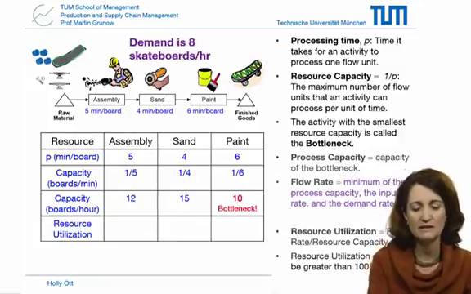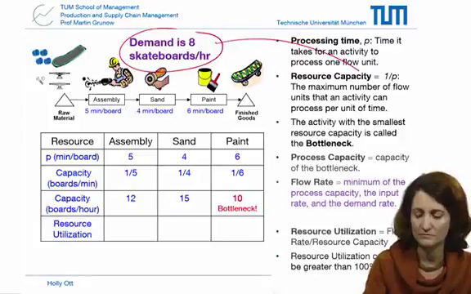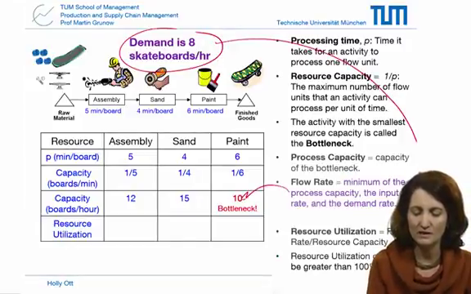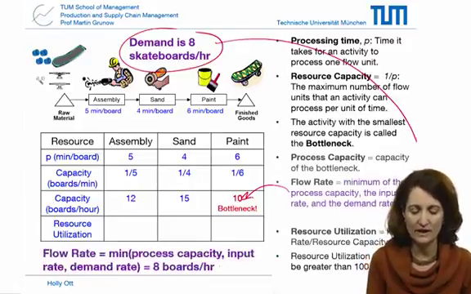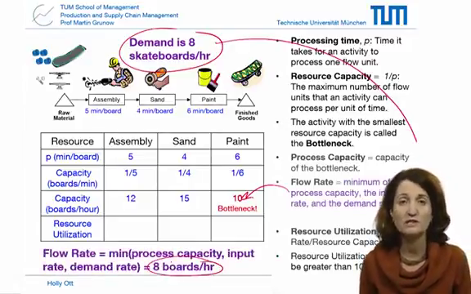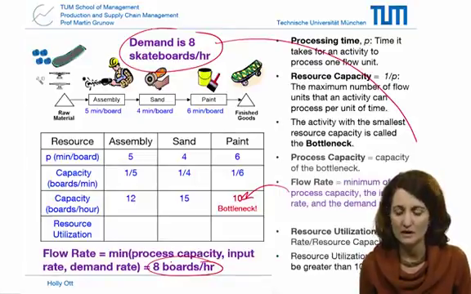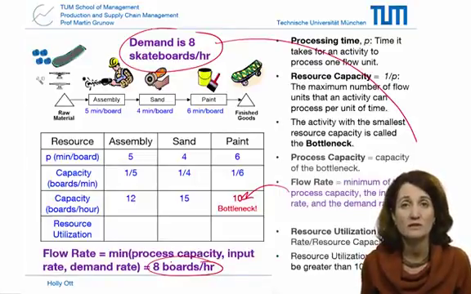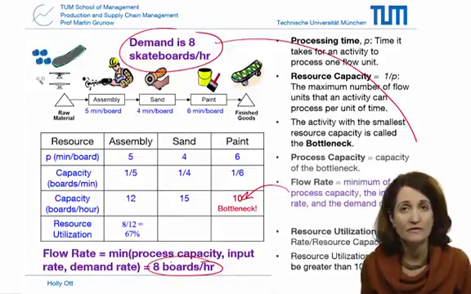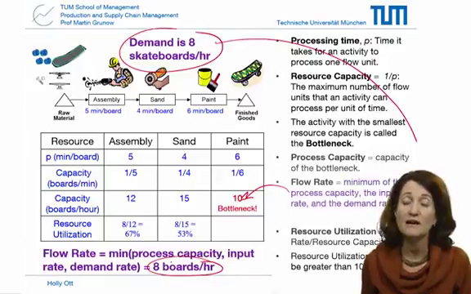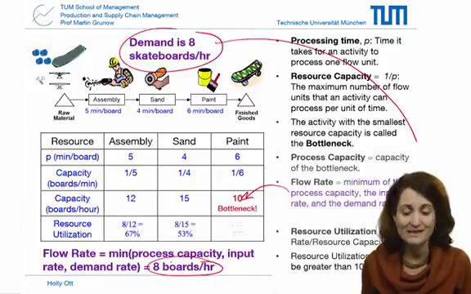And let's say our demand is 8 skateboards per hour, right? We have a process capacity of 10 skateboards per hour. So this gives us then a flow rate of 8 boards per hour, where the demand rate is our limiting factor. So now we have to recalculate the resource utilizations. So for example, at assembly, the resource utilization becomes 8 over 12 or 67%. At sand, it's 8 over 15 or 53%. And finally, at our bottleneck paint, it's 8 over 10 or 80%.